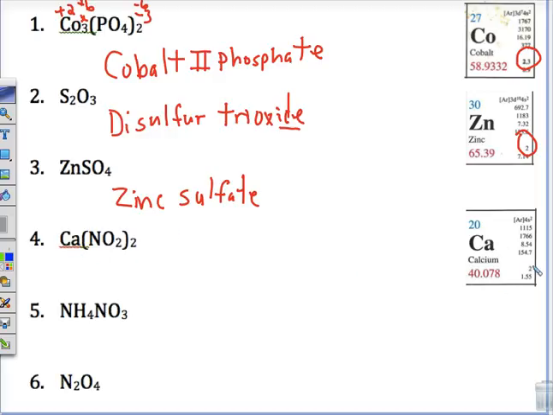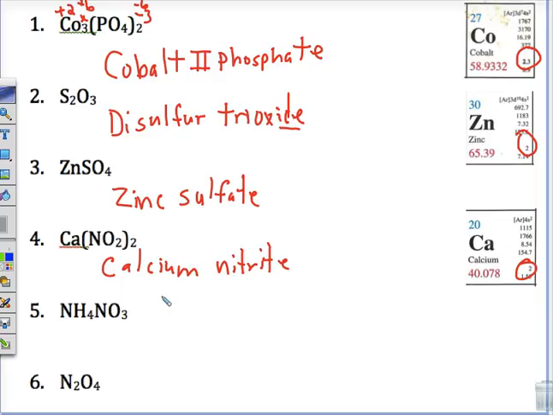Number 4, calcium. We look at calcium. Calcium is always +2. It's a metal. Therefore, we follow the ionic rule. So we write calcium. And then we look up NO2 on our polyatomic ion chart, and it is nitrite. So calcium nitrite. No Roman numeral is required because it's always +2.